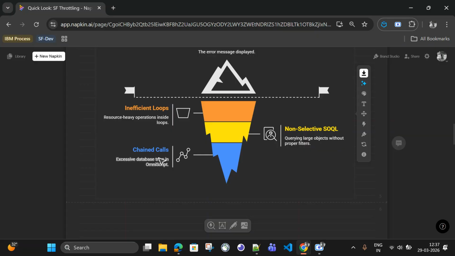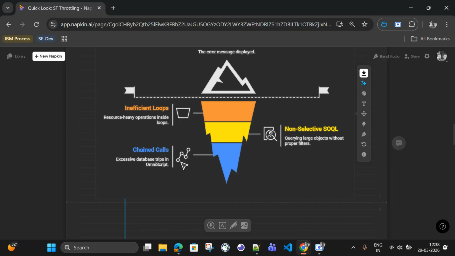Then the major thing is again non-selective SQL, where people generally don't apply filters on the queries considering data is less, but over a period of time the data grows and then it contributes towards the throttling issue, right? Whenever we are using filters in a SQL query, make sure that those filters are on indexed fields, like your IDs, external IDs, lookup fields, parent-child fields, right? Because that will make the query efficient. So these are the causes.